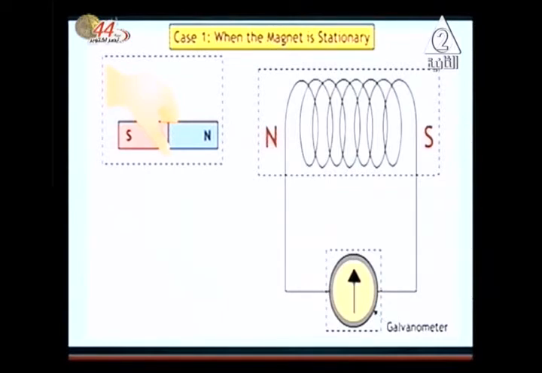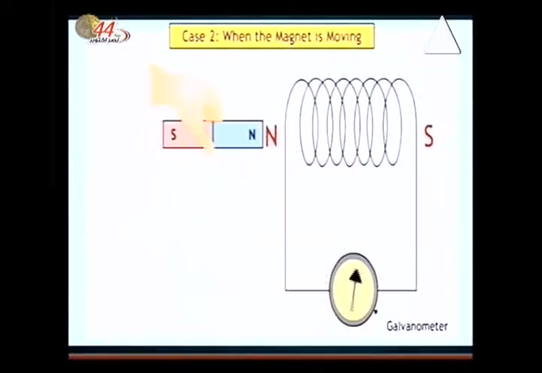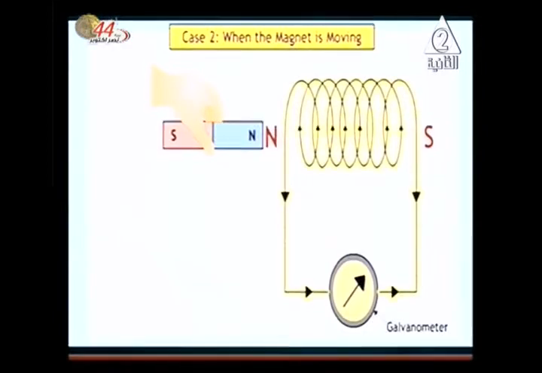A magnet is held at rest close to one end of the coil, and no current is observed to flow in the coil. This happens when the magnet is stationary. When the magnet is pushed, plunged into the coil, moved towards the coil, the galvanometer needle swings to one side, indicating that a current is flowing in the coil.